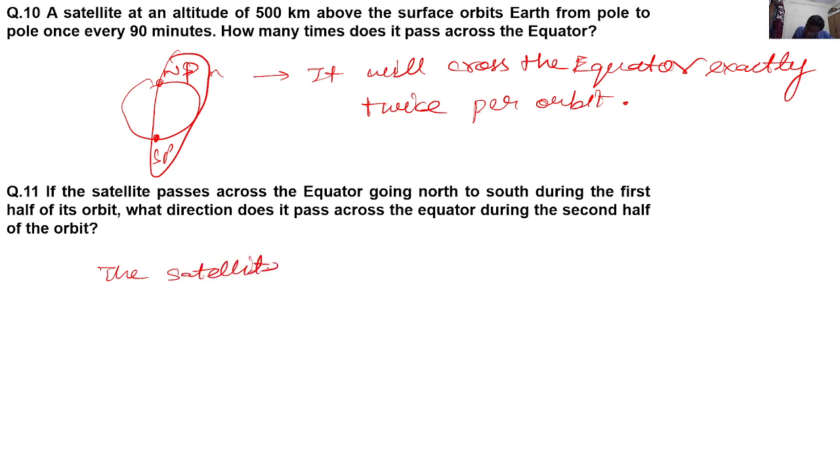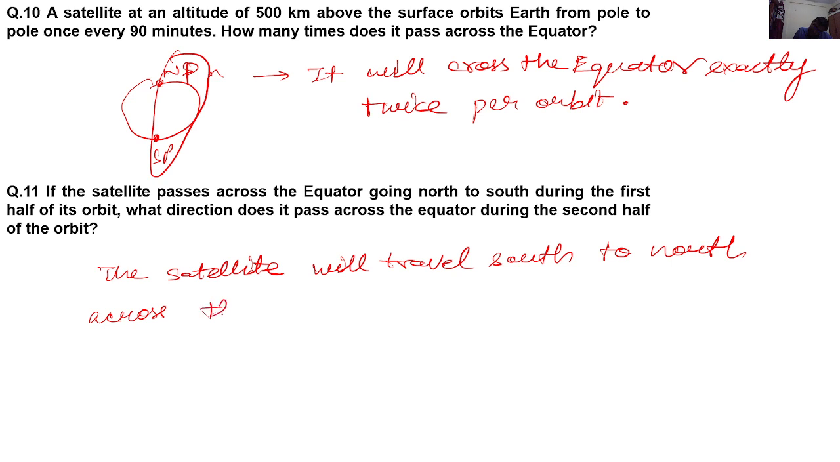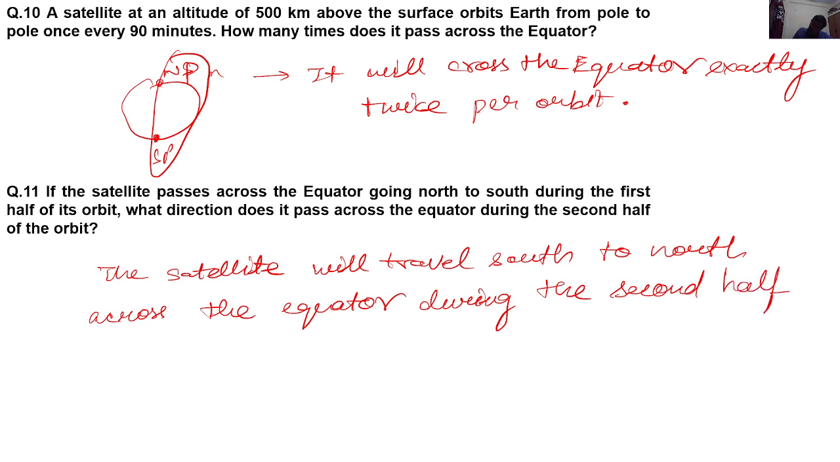The satellite will travel south to north across the equator during the second half of the orbit. It's pretty straightforward.